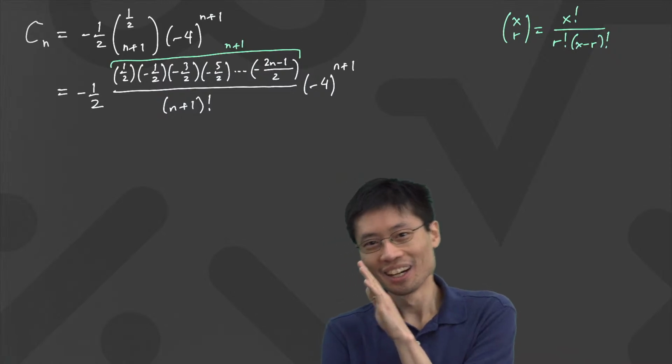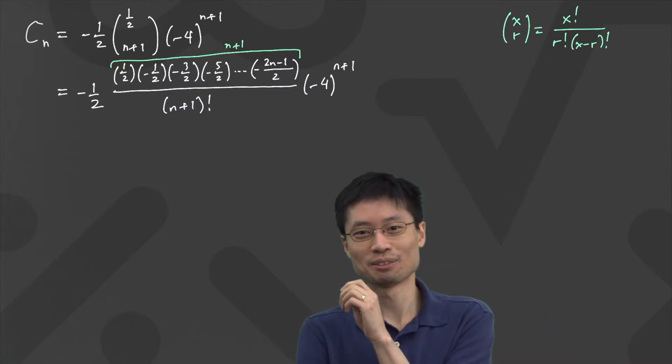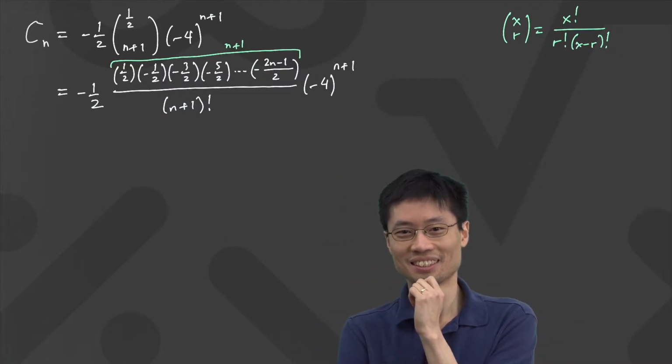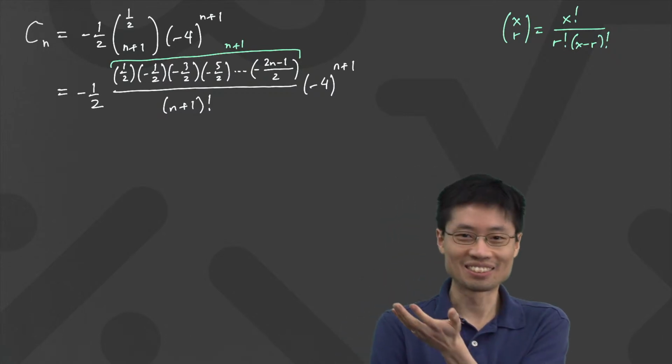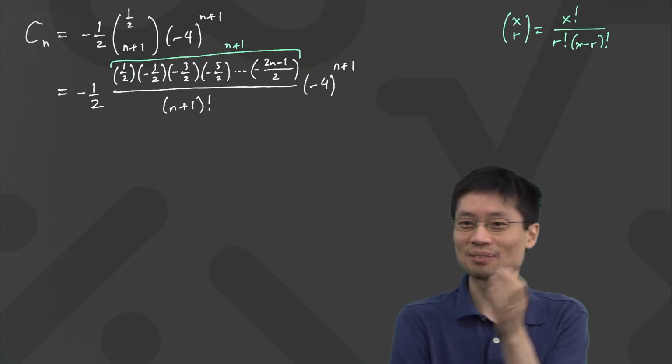By the way, do you know if any Catalan numbers are negative? Of course not. They're counting things. They can't be negative.